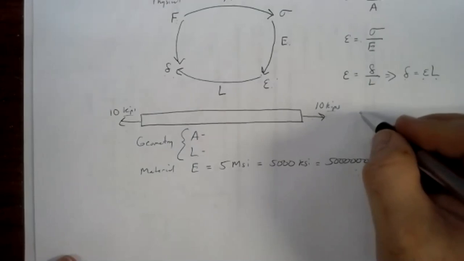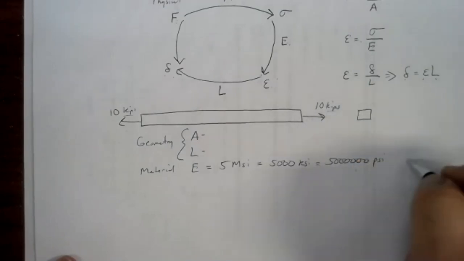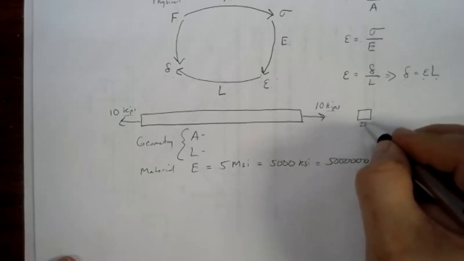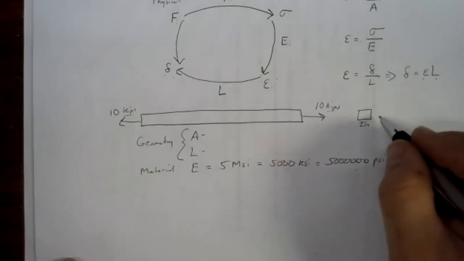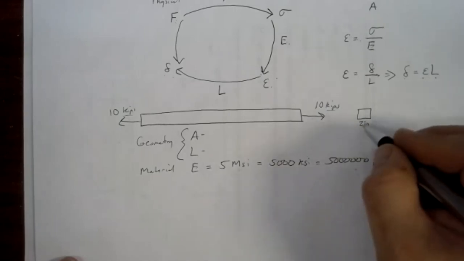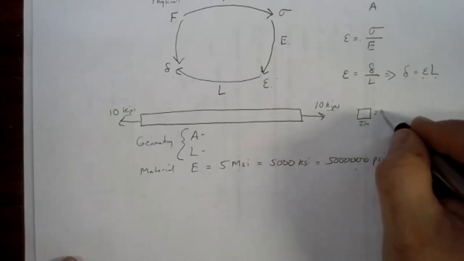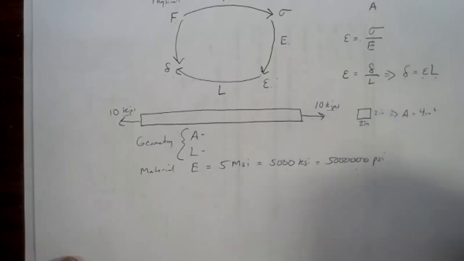On most problems, you'll have to figure out the area. They will say, well, the cross section is a square with 2 inches on the side. So that's this one here. Be careful about that. Make sure you know how to calculate your areas. So you've got 2 inches on each side here. So the area is 4 square inches.